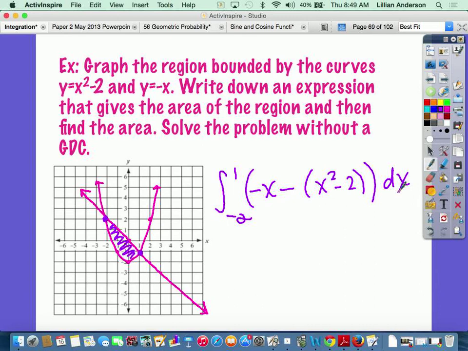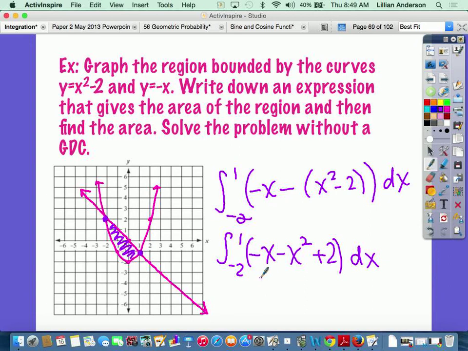We can simplify this and make it a little nicer, can't we? So this is going to be the integral from -2 to 1 of what? Negative... So then there you go. There is the expression to represent the area of your region. And now we have to find the area.